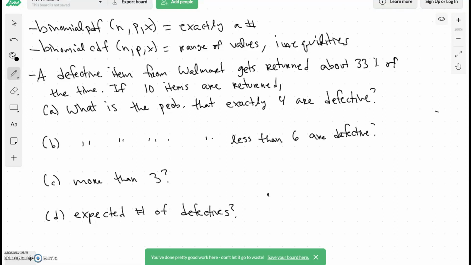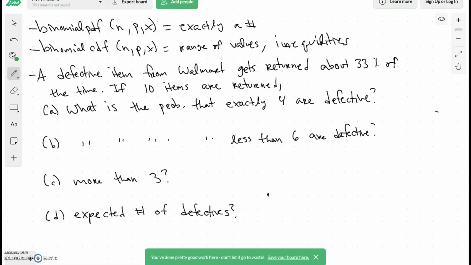So what we have is a defective item from Walmart gets returned about 33% of the time. If 10 items are returned, what is the probability that exactly 4 are defective? Okay, so I completely made this problem up. I don't know how many items are defective at Walmart or get returned. So we're just going to go ahead and do this problem.